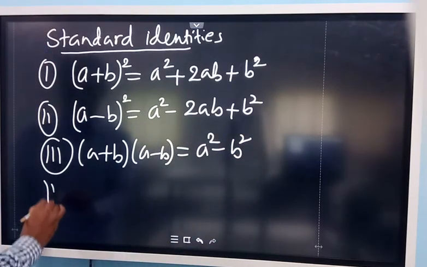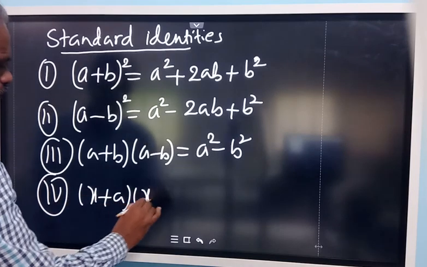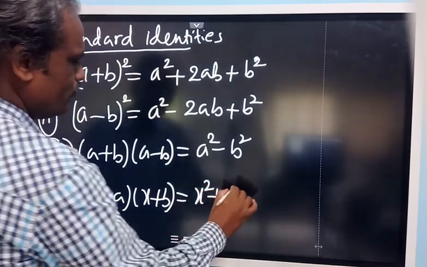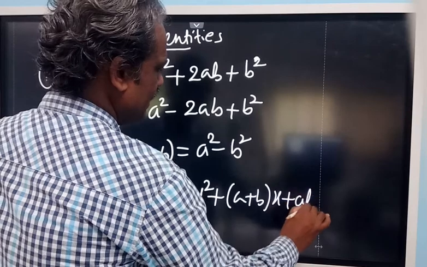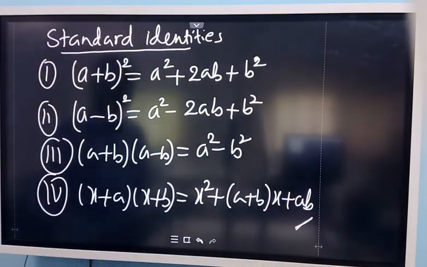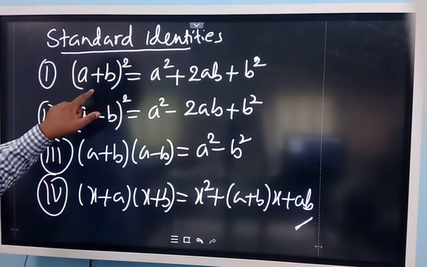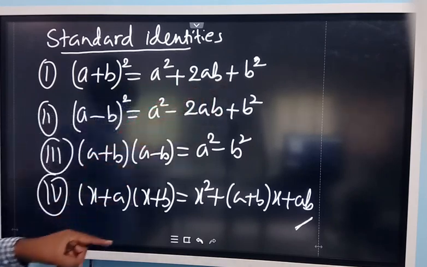And the fourth one, (x + a)(x + b) = x² + (a + b)x + ab. So these are the four identities that we are going to learn in this chapter. First one, (a + b)². That means (a + b) into (a + b), binomial into binomial. It is equal to a² + 2ab + b².